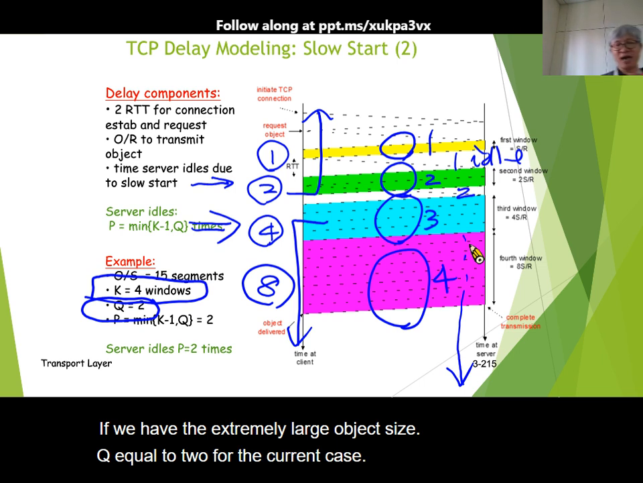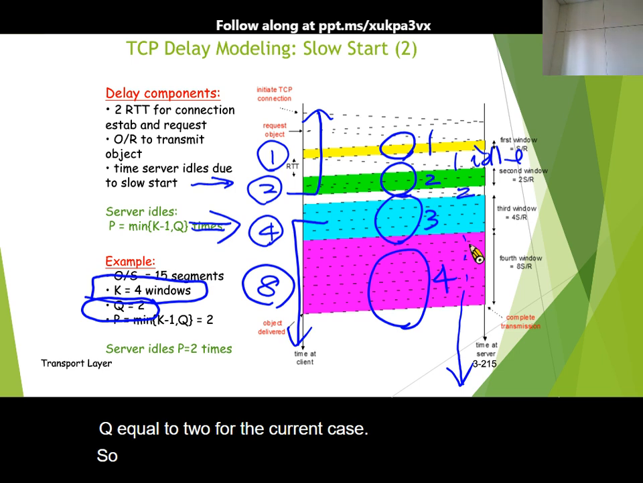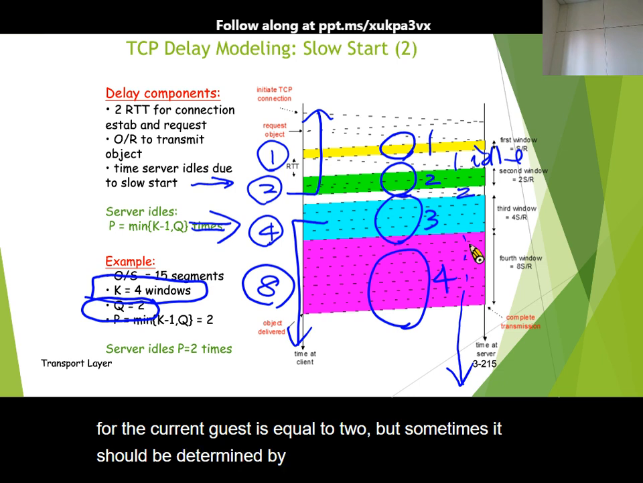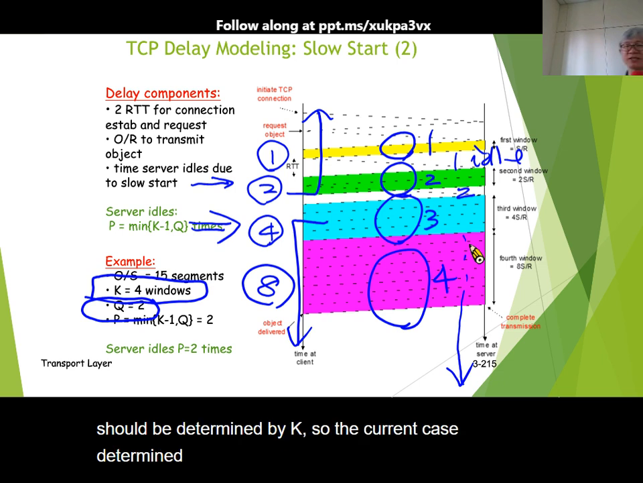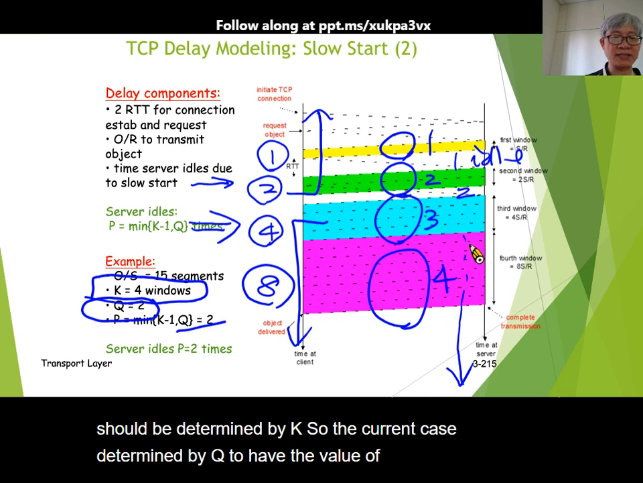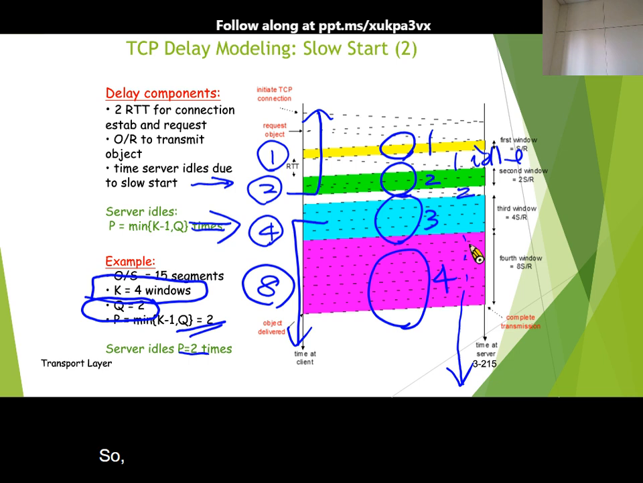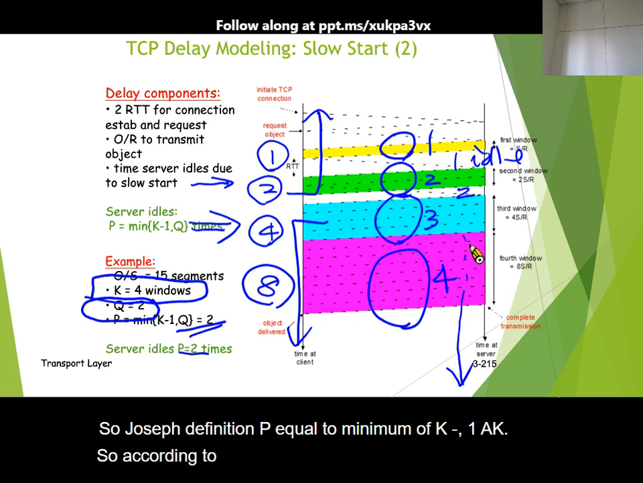So we have the current setting K and Q. So finally, what is P? P for the current case is equal to 2. But sometimes it should be determined by K. So the current case is determined by Q to have the value of P. So we will have the result easily. It's just a definition: P equal to the minimum of K minus 1 and Q. So according to the definition, we should have 2. Well, this page we have these.